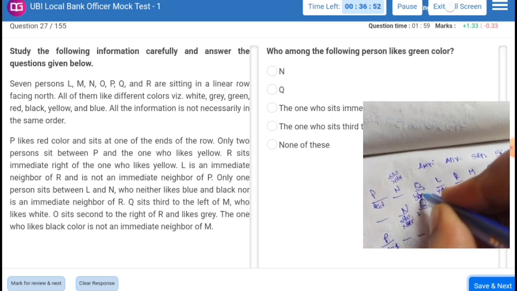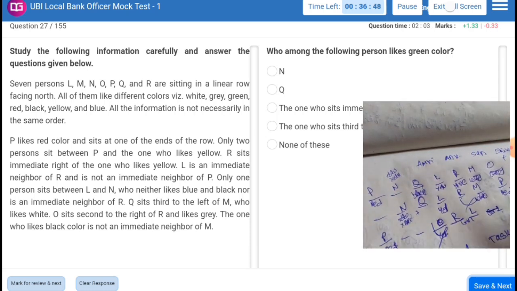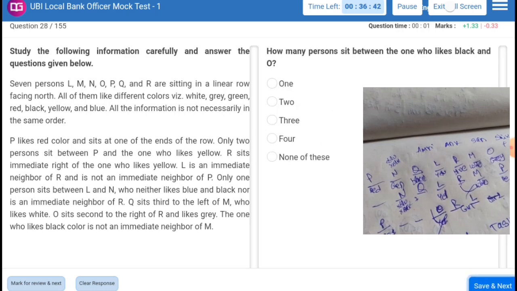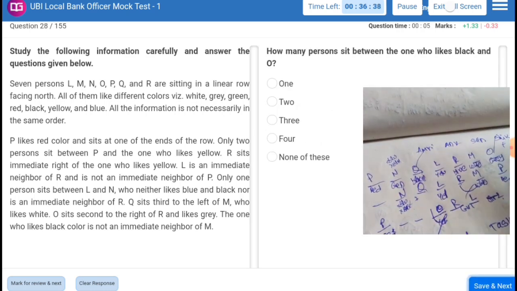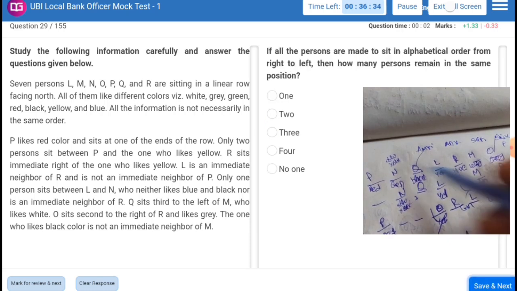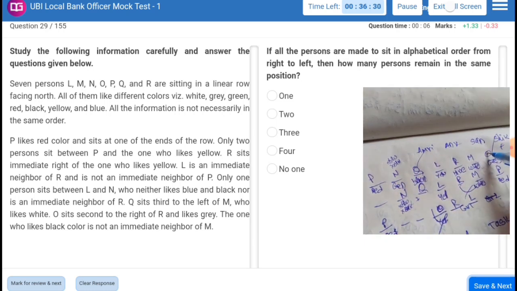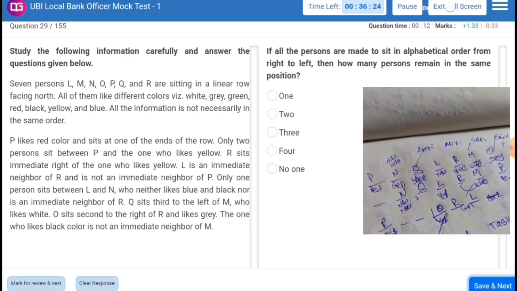So black and blue. It's a green color, I think N. So how many persons sit between the black and the O? 3 persons. If all the persons are made to sit in alphabetical order from right to left, L, M, N, O, P, Q, R. So only one, that is M.